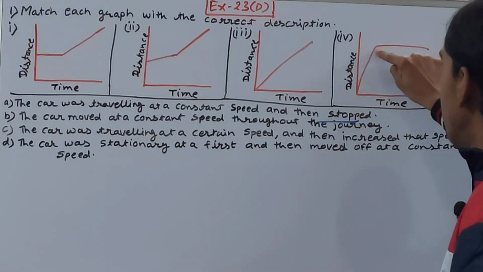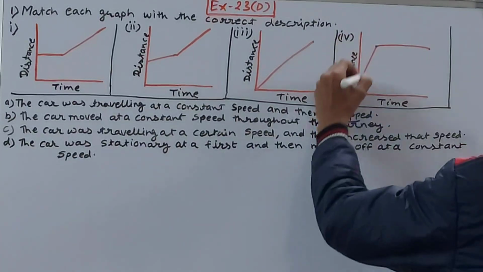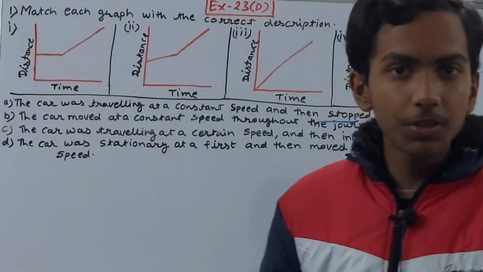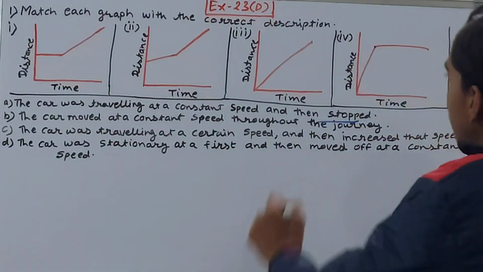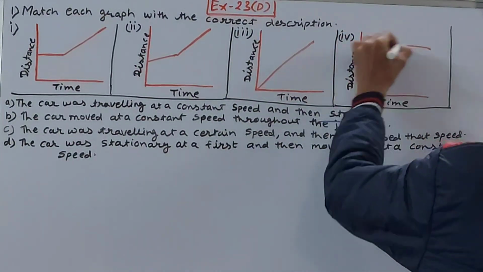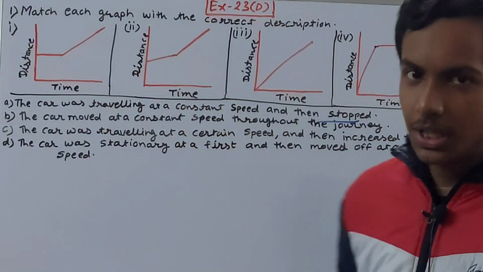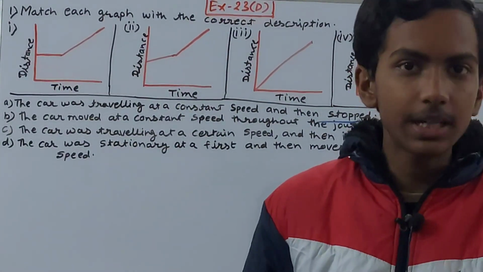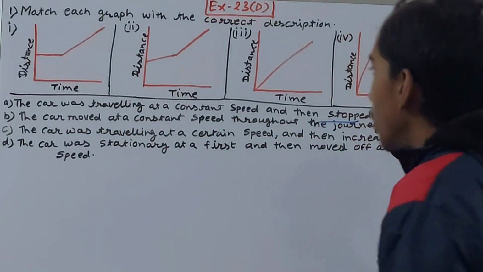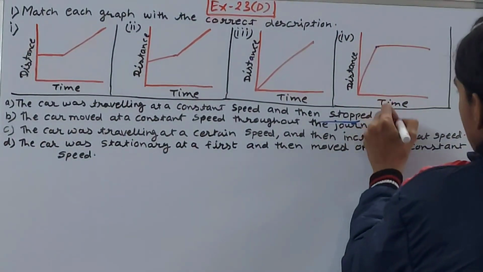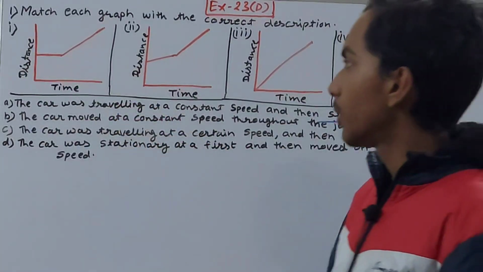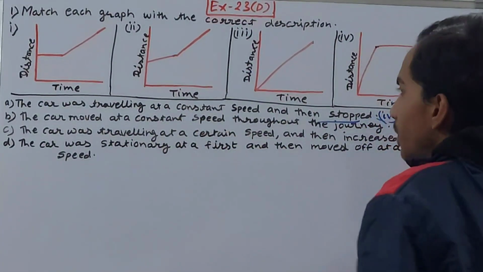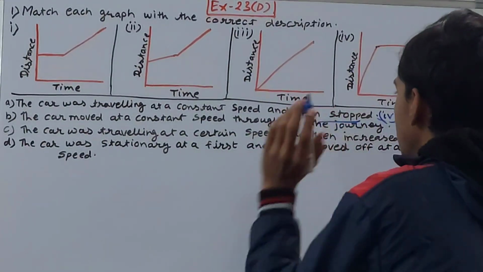Then you can see the curve has stopped. It is a straight line from this point; till this point the distance was increasing, which means the car was moving with constant speed, but then at this point it became a straight line. You can see the distance is not changing. It is the same, so that means it has stopped. It's not traveling any more distance. So the fourth graph represents what is given here. Then description B says the car moved at a constant speed throughout the journey.